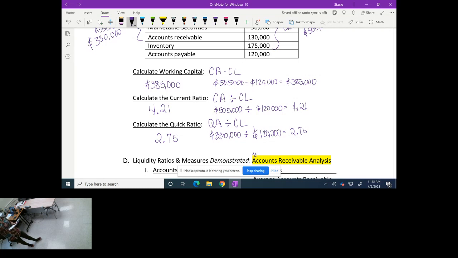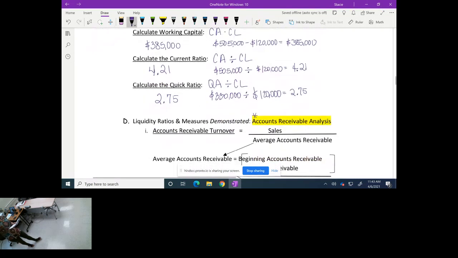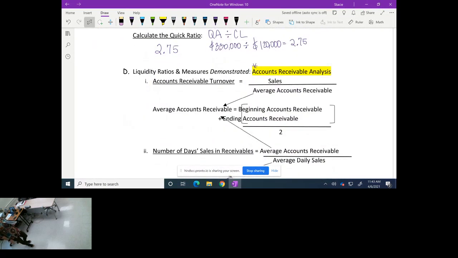So, all right. Let's look at liquidity ratios and measures with relation to accounts receivable analysis. All right, so the first one is accounts receivable turnover. And what that relates to is how quickly accounts receivable are collected.